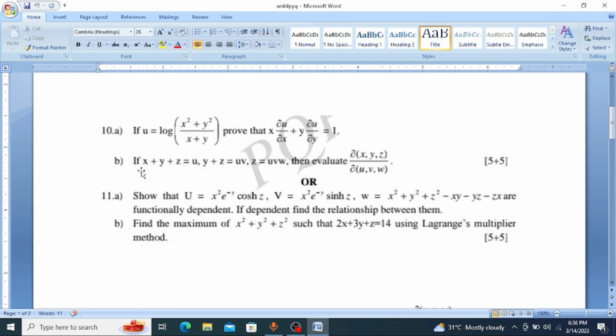The next question, if x plus y plus z is equal to u, y plus z is equal to uv and z is equal to uvw, then evaluate ∂(x,y,z)/∂(u,v,w). Just you have to find the value of this. This is finding the Jacobian.